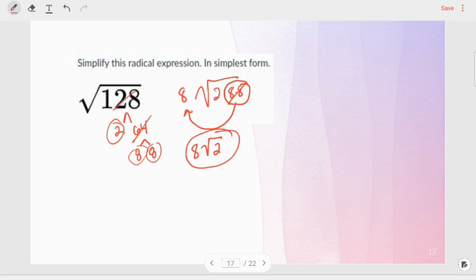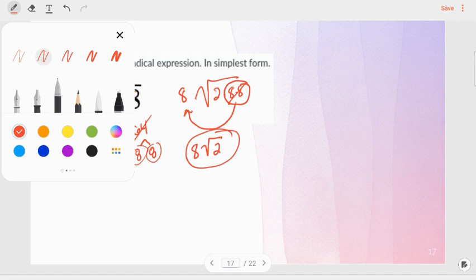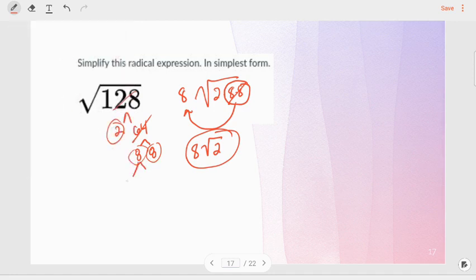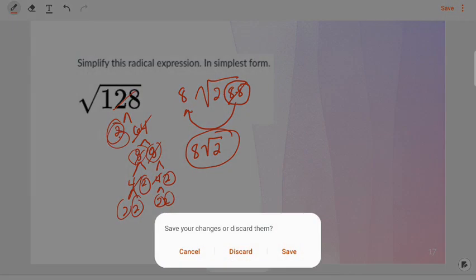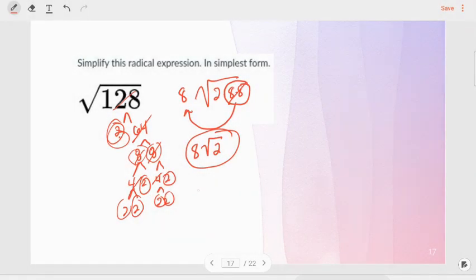Sometimes people don't recognize that they've got a pair right there, and they continue to simplify into 4 and 2, and 4 and 2, and 4 splits into 2 and 2, and 4 splits into 2 and 2. So 2, 2, 2, 2, 2, 2, and then 2. So that is 1, 2, 3, 4, 5, 6, 7 2s. 2 times 2, 2, 2, 2, 2, 2.